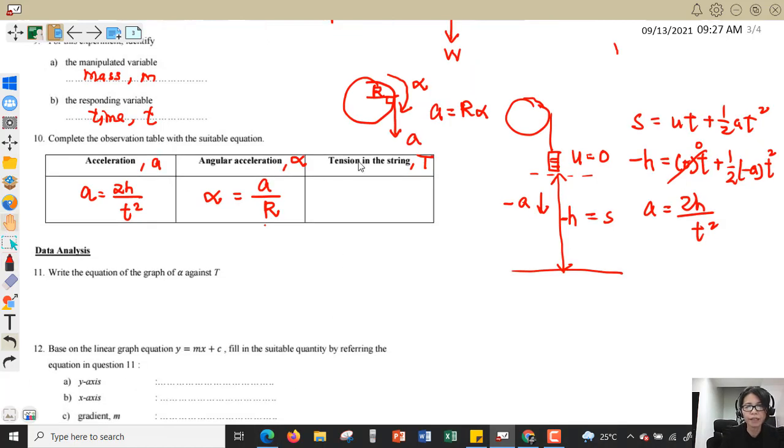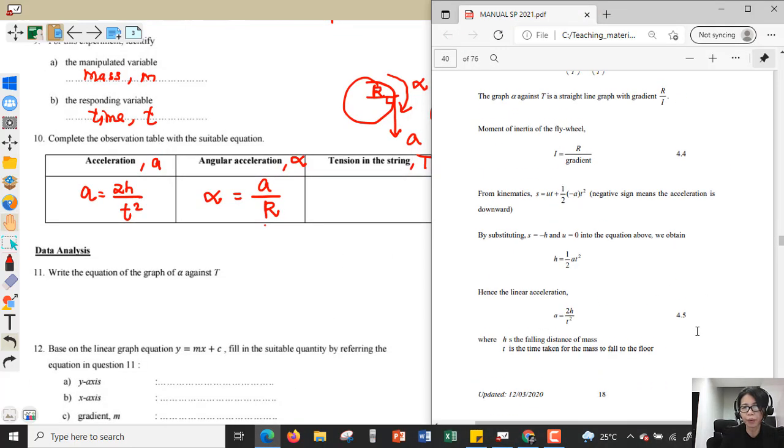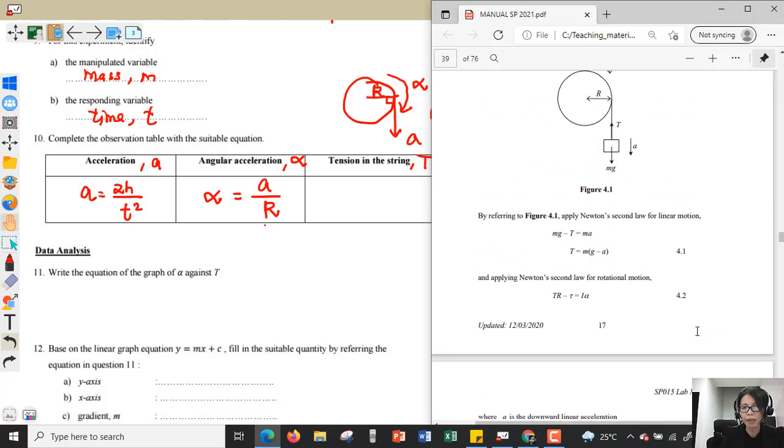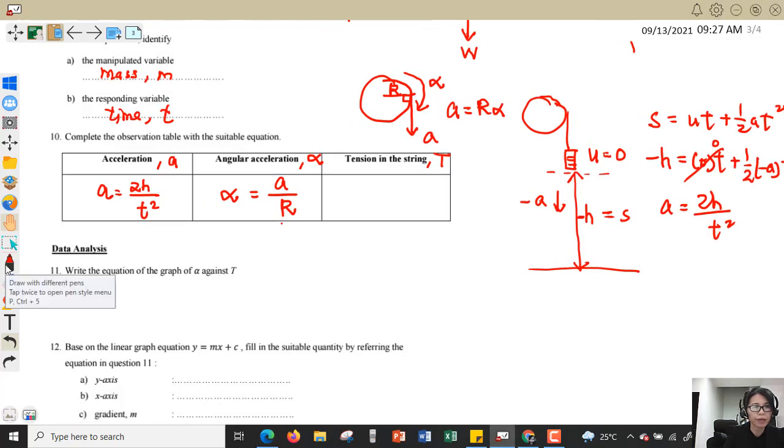And for the tension in the string, we can determine it from equation 4.1 in our theory, whereby mg minus T equals ma. When we rearrange, the tension will be m in bracket g minus a. So tension can be calculated using m(g minus a). g is the acceleration due to gravity, and a is the acceleration of the falling slotted mass.